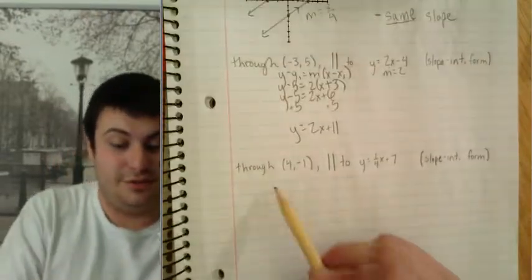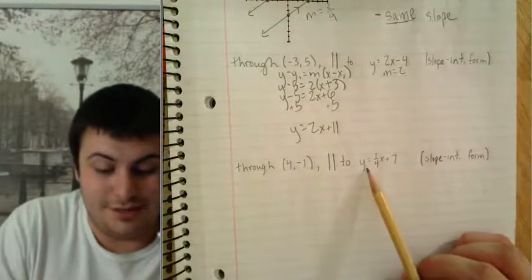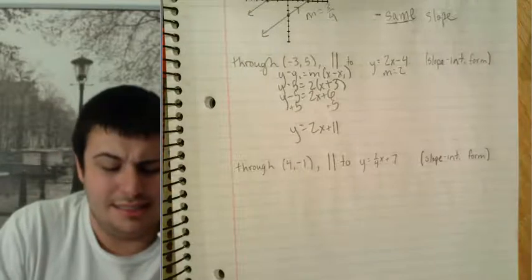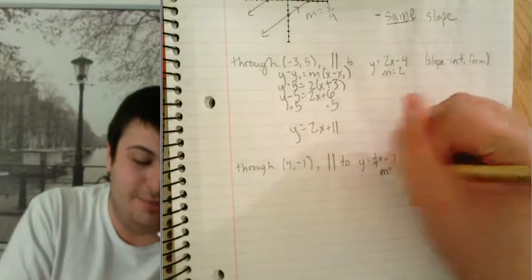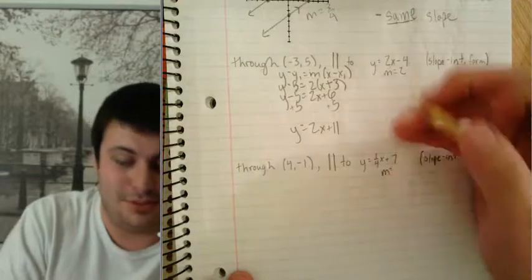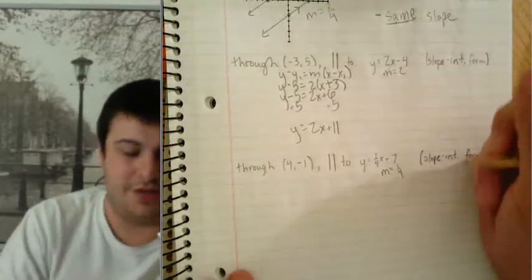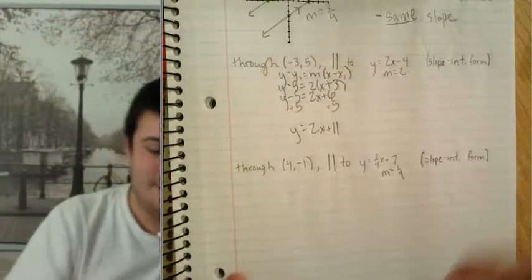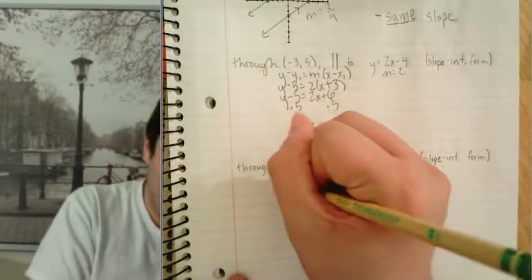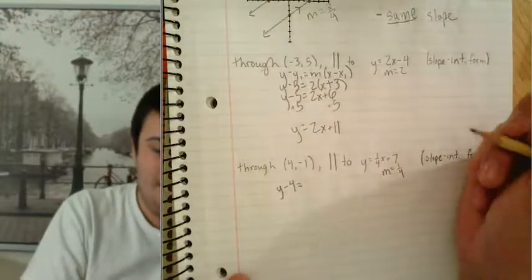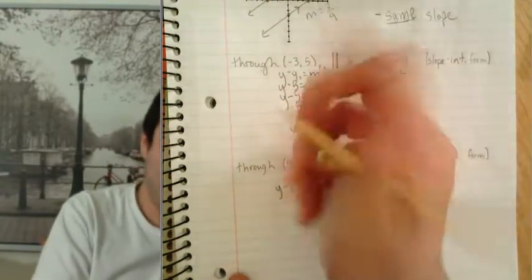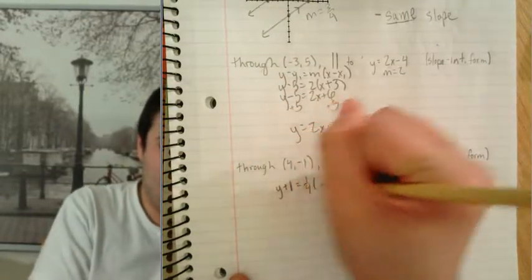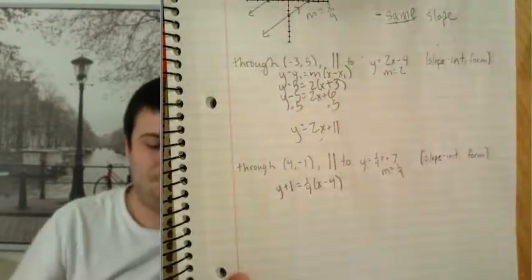Alright, let's look. If we go through the point (4, -1), and we're parallel to y = 1/4 x + 7, what is the slope that we're going to borrow? Remember, parallel lines have the same slope, so we're going to have a slope of 1/4 that we're going to borrow. So when we plug it into y - y1 = m(x - x1), we'll take y minus 4. Just kidding. We have y - (-1), or y + 1, = 1/4(x - 4).